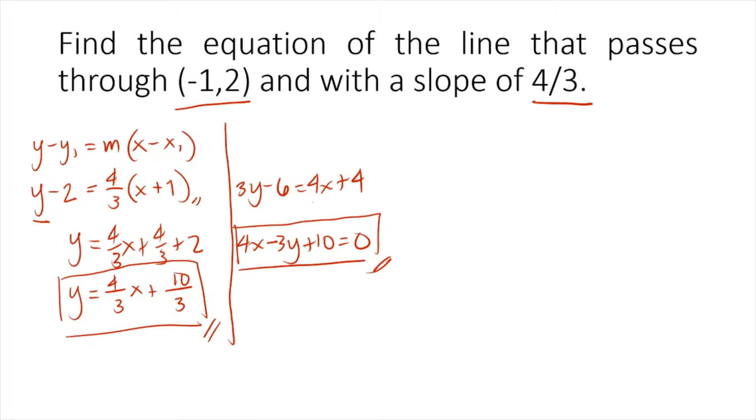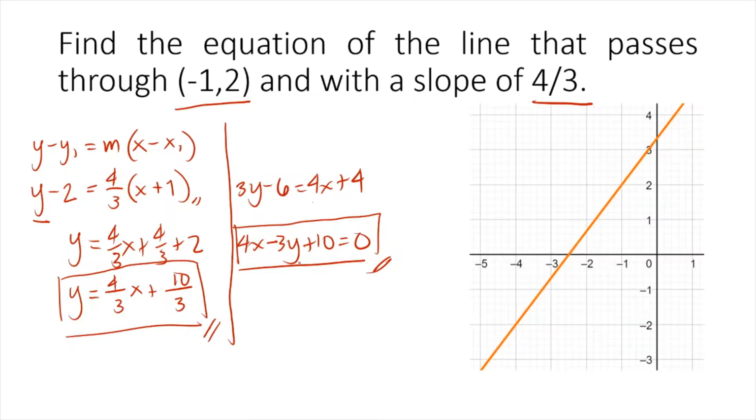Alright, so we can check using a graphing tool or a graphing calculator. If we graph the line, it looks like this one. So let's see if it really passes through (-1, 2). So where's (-1, 2)? This is negative 1, then 2 units up. So we have here (-1, 2). And then let's check if the slope is indeed 4/3.